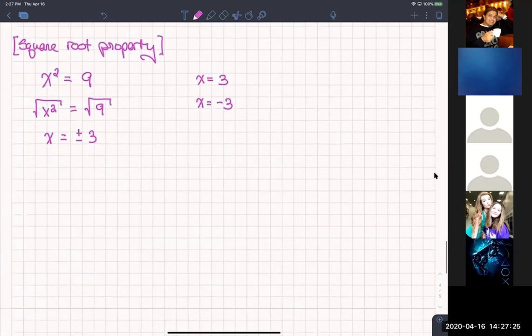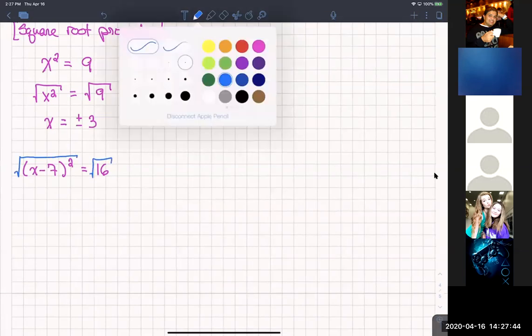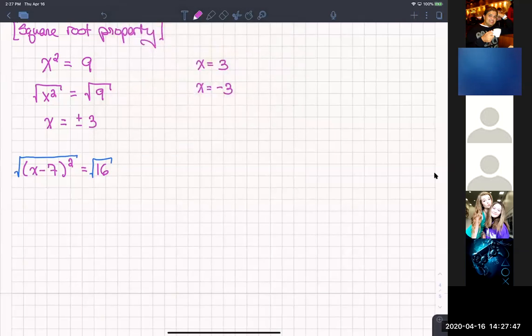So let's say, for example, I have something like this. How do I solve that? Well, the square root property says I can square root both sides, which gives the square root of x minus 7 squared. Remember, squaring and square root undo one another, so I'm left with x minus 7. And the square root of 16 is plus or minus 4. You have to put positive or -4 because if you miss one, you're missing one of the answers.